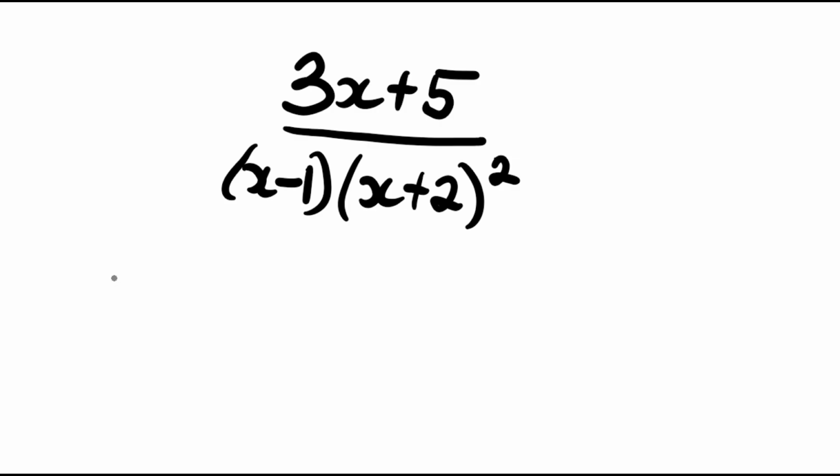So first, let's analyze the entire fraction. What's the degree of the numerator? The degree of the numerator is 1.